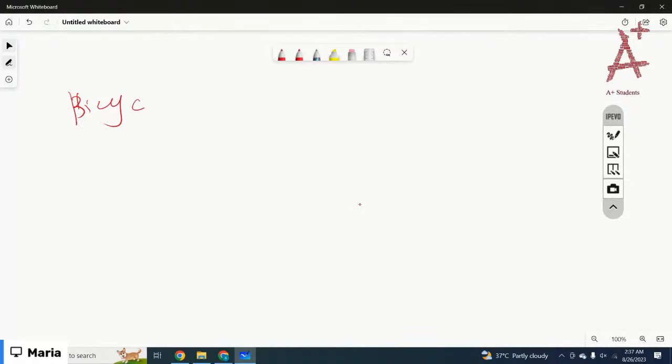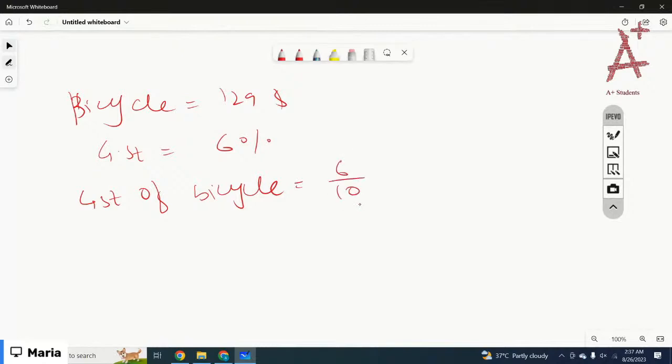Bicycle is $129, right? GST is 6%. Just evaluate GST of bicycle. To do 6 over 100 times 129, let me just do calculations. It would be $7.74, right? That means the GST you have to pay is 7.74, right?